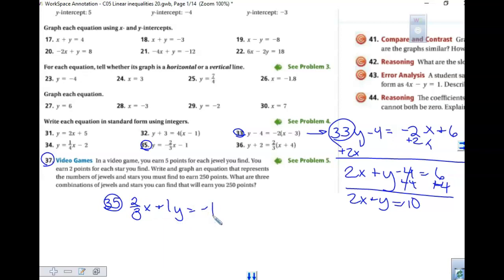Almost standard form, except we have a denominator, we have a fraction. And in standard form, we can't have fractions. So to get rid of 2/3, I'm going to multiply by its reciprocal. So I'm going to multiply everything, distributing it by 3/2. Nah, not by 3/2. Multiplying it by the denominator, 3.